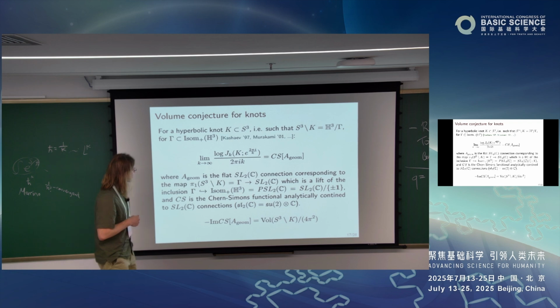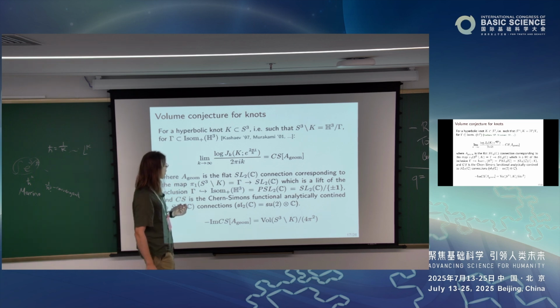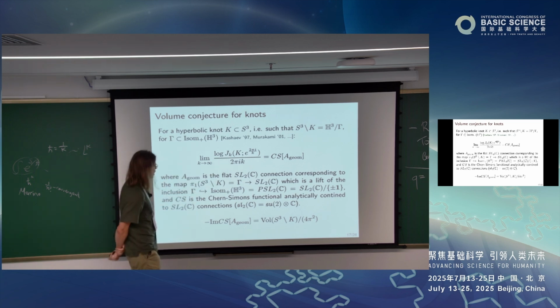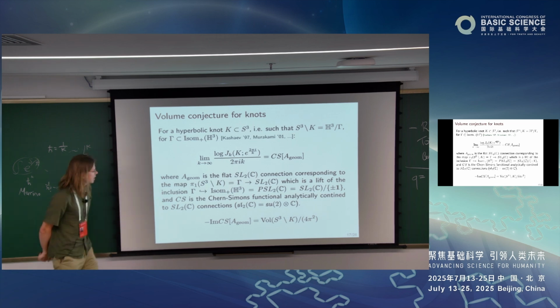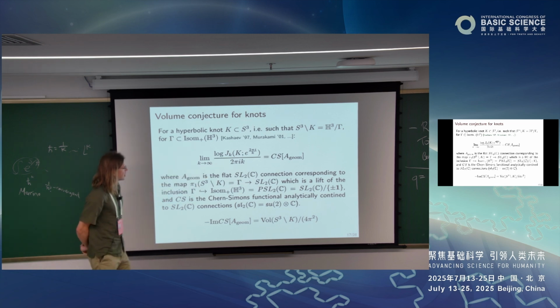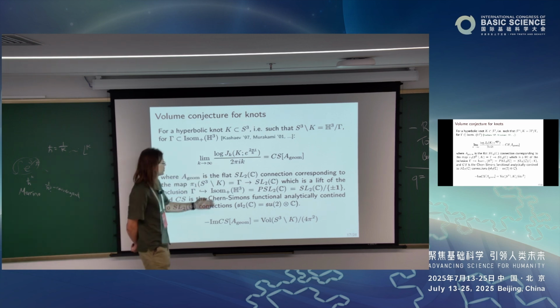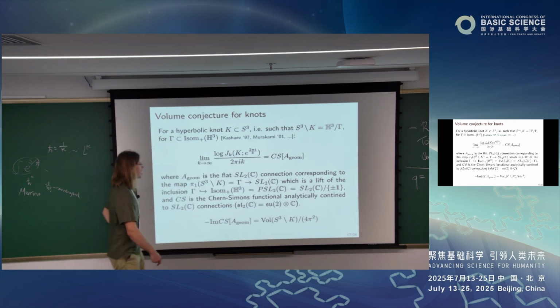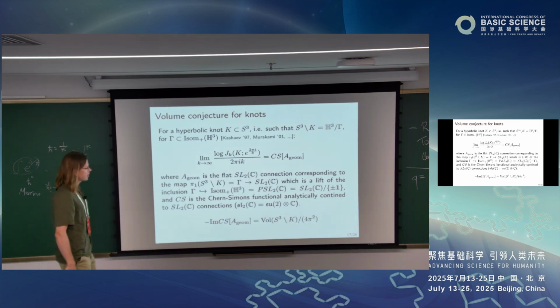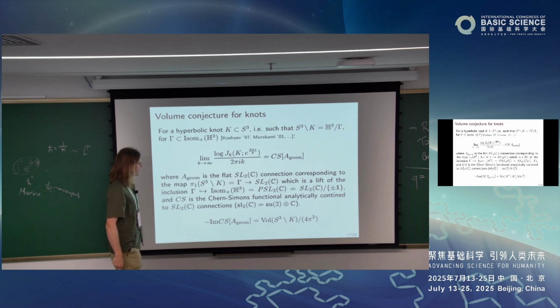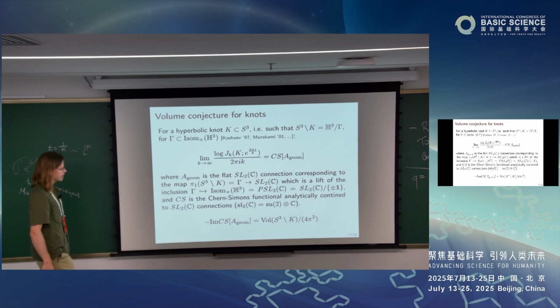So one version of this conjecture can be put in the following way. We take one knot, and we consider the colored Jones polynomial, so there's a single color index, and we take the color to be the same as the level, and we take the logarithm, and we take this ratio, and we take k to infinity, and the limit must be some special value of the Chern-Simons functional on what is called the geometric SL2C flat connection.